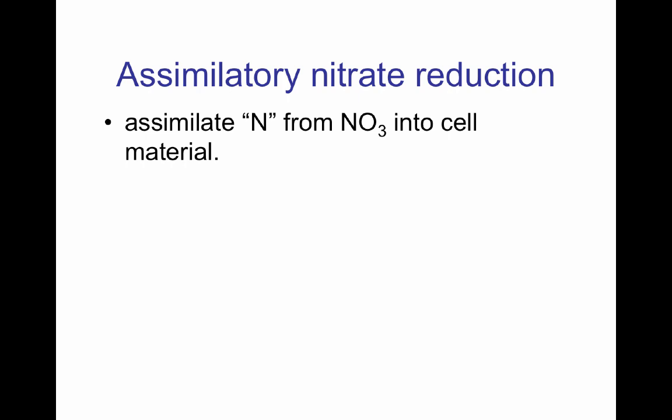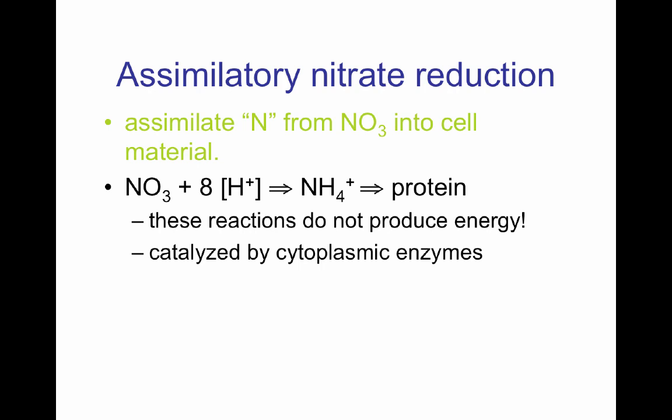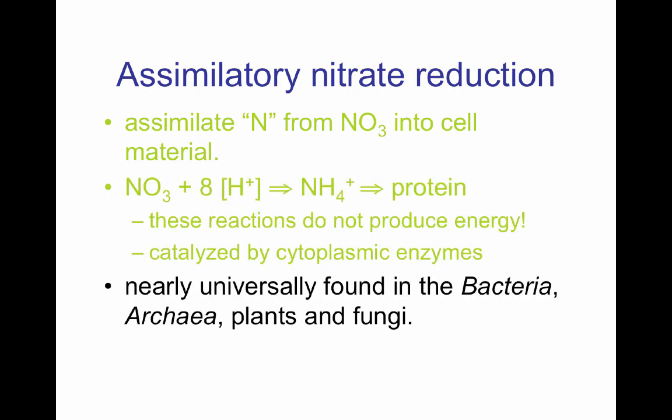So to assimilate the nitrogen from nitrate, the cell has to perform the assimilatory nitrogen reactions. And this is very simple. You're going to take the nitrate, actually it should have a minus at the end, and 8 protons, and that is going to produce an ammonium ion, and that ammonium ion eventually can be put into protein. These reactions are not energy producing reactions, and they are usually catalyzed by enzymes in the cytoplasm, and most organisms have them. So bacteria, archaea, plants and fungi are able to catalyze those reactions. So it's a very direct way in which you can bring nitrate from the environment into ammonia.